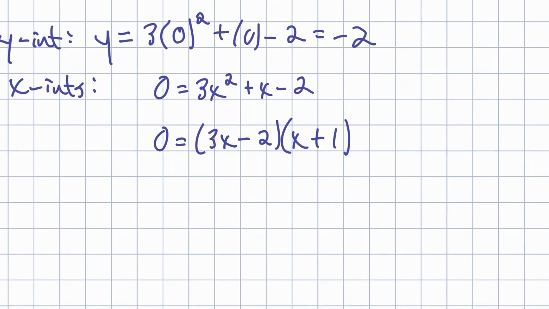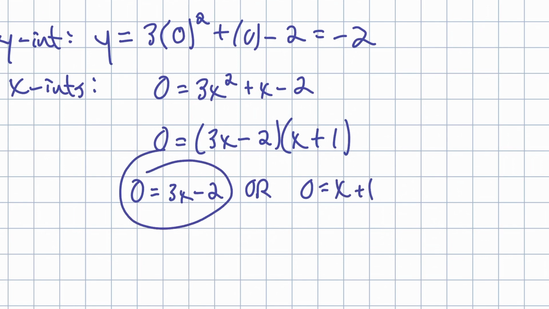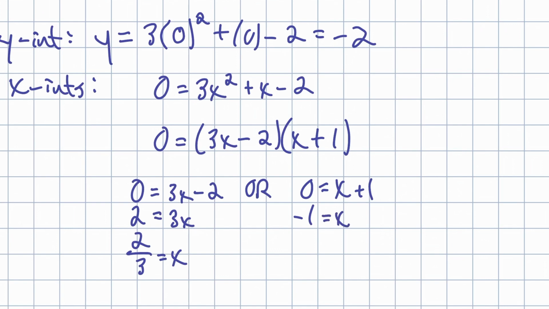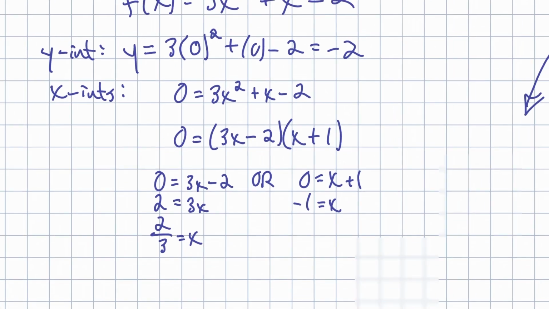Okay, so that means that either 0 equals 3x minus 2 or 0 equals x plus 1. So here we'll add 2 to both sides and then divide by 3. So 2/3 equals x. And then here we'll subtract 1. So negative 1 equals x. So they're my two x-intercepts. So we get one y-intercept, and then we get two x-intercepts.